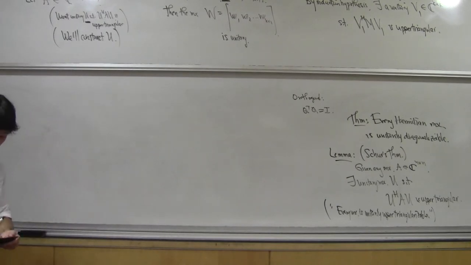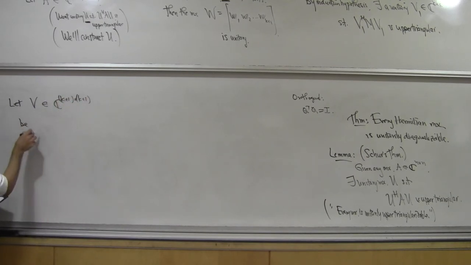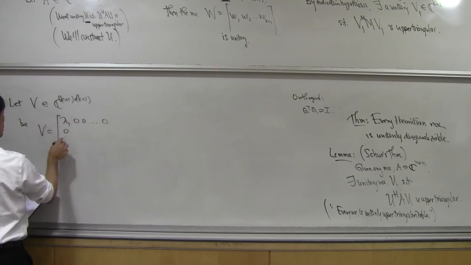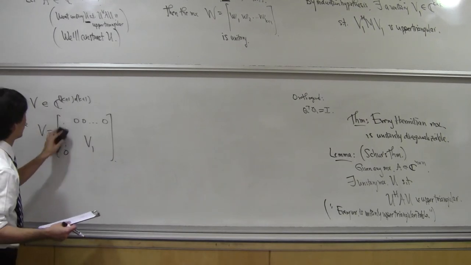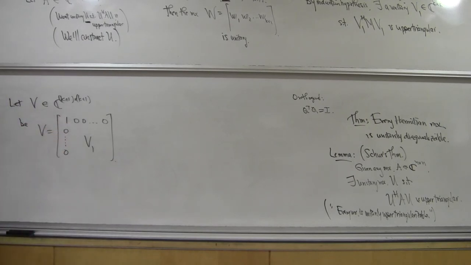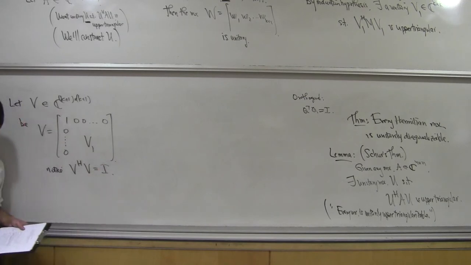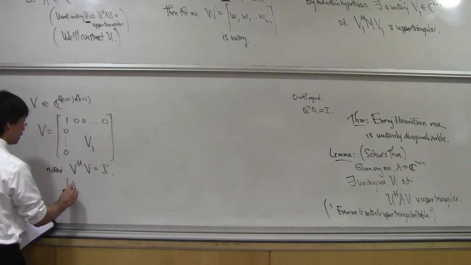So now, let V be a k plus 1 by k plus 1 matrix that looks like this: a 1 in the top corner, zeros around it, and V1 in the lower block. Then V^H V is the identity matrix. This is why I made it one. That V is itself unitary.